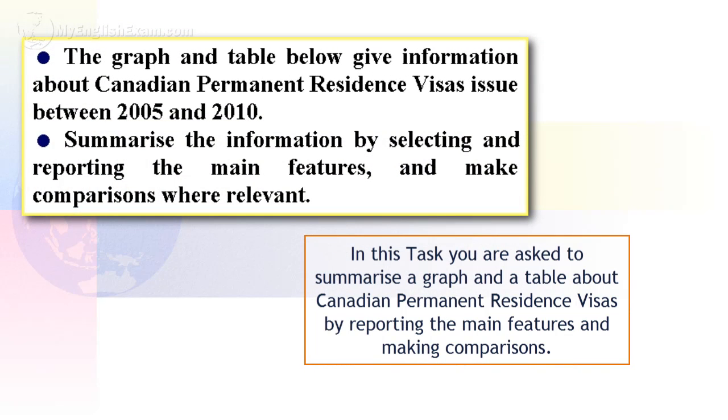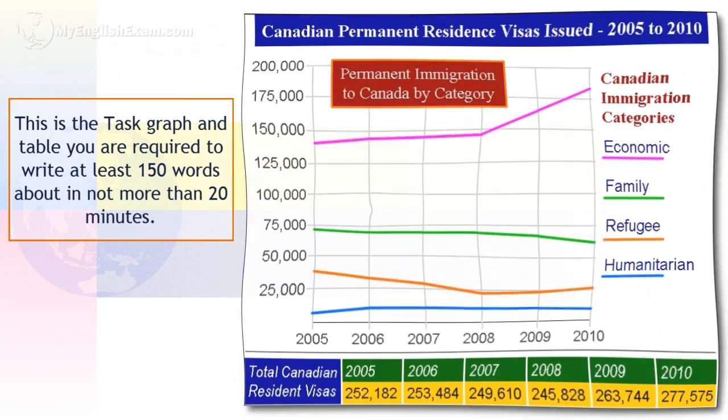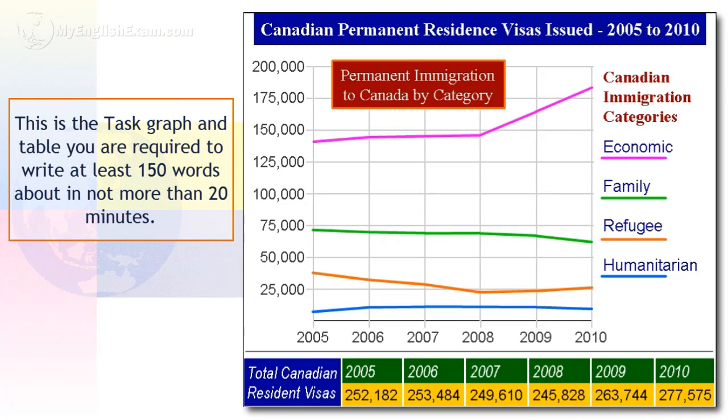In this task, you are asked to summarise a graph and table about Canadian permanent residence visas by reporting the main features and making comparisons. This is the task graph and table you are required to write at least 150 words about in not more than 20 minutes.